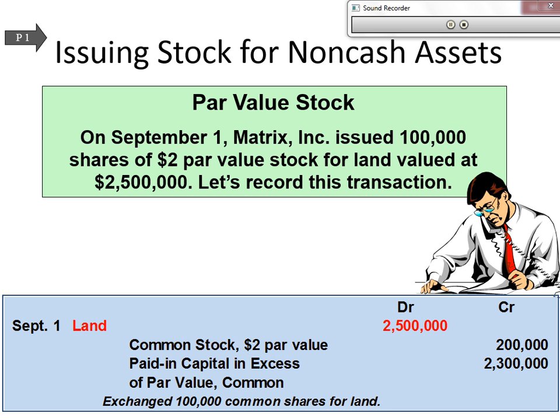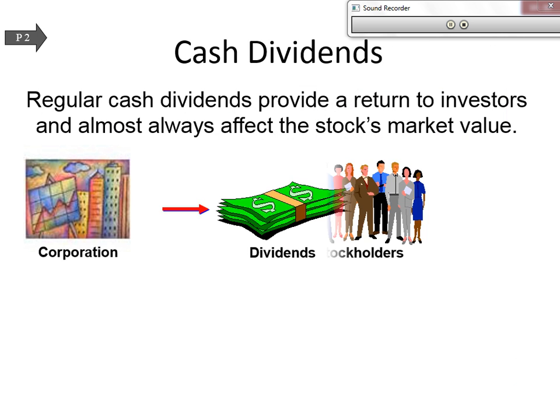They issued 100,000 shares out of their 500,000, right? At $2 par value for stock, for land valued at $2,500,000. So they're showing where they're getting this land, $2,500,000, giving up $200,000 in capital stock, and then also putting paid in capital in excess of par of $2,300,000.